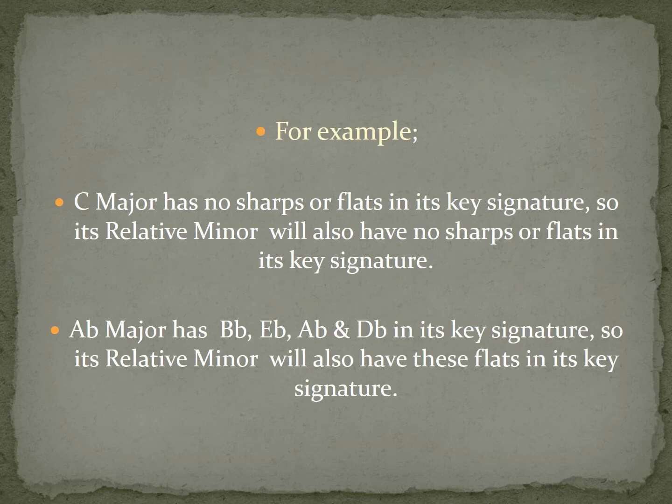So for example, we know that the scale of C major, or the key of C major, doesn't have any sharps or flats in its key signature. So its relative minor will also have no sharps or flats in its key signature. Now that's the same as a different scale. For example, A flat major has 4 flats, B flat, E flat, A flat and D flat in its key signature. So also its relative minor, the little brother or sister, will also have these flats in its key signature, exactly the same.